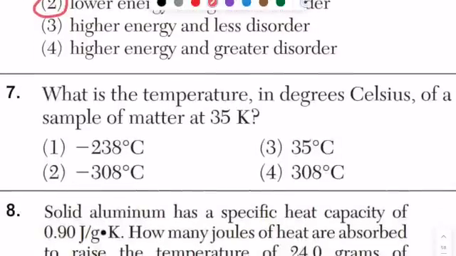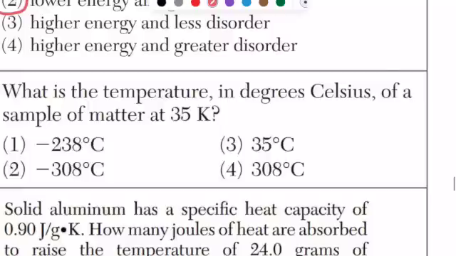What's the temperature in degrees Celsius of a sample of matter at 35 Kelvin? So the equation is given in Table T, but when we are going from degrees Celsius to Kelvin, you just do degrees Celsius plus 273. If you're given the Kelvin, then you do the opposite. So Kelvin minus 273, and that should give you the degrees Celsius. So that is about negative 238.